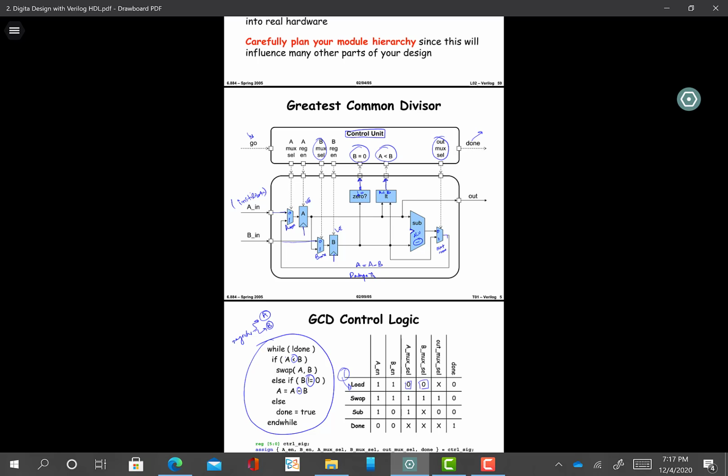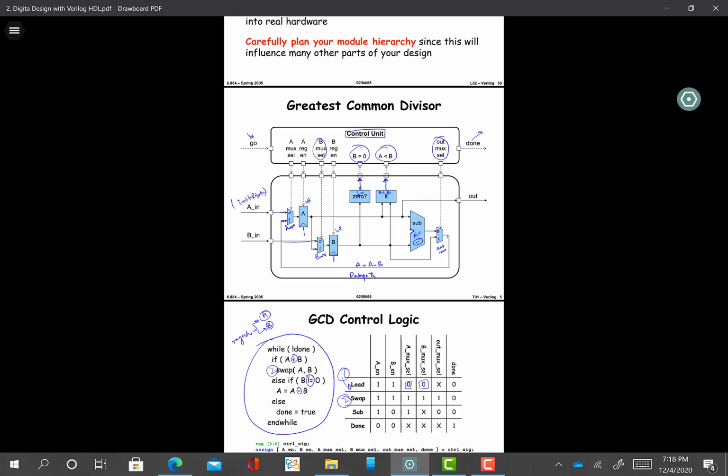The second state is this one, which is swap. So swap is our second state, and in swap, whatever is stored in A goes to B, and whatever is stored in B goes to A. So how this is done: you see A enable and B enable are active, and the A mux cell is now on 1, so it is selecting this line, and the B mux cell is 1, so it is selecting this line. So you see that the output of A is directly fed to B, so A is stored in B, and we can check how B is stored in A here.